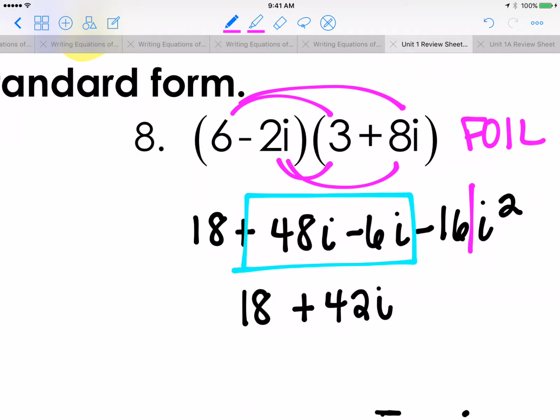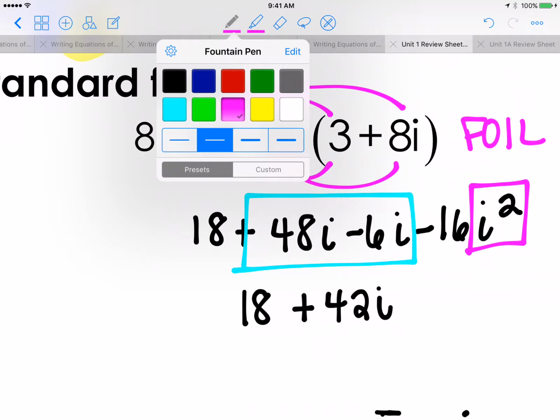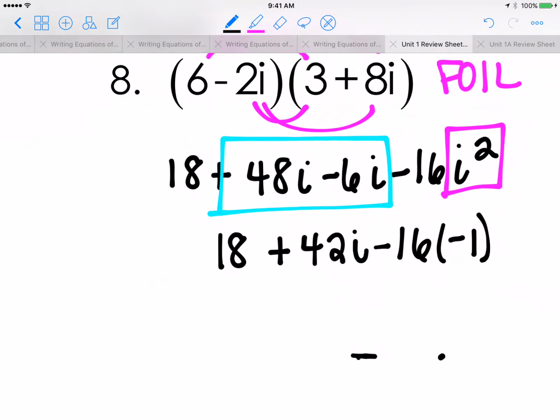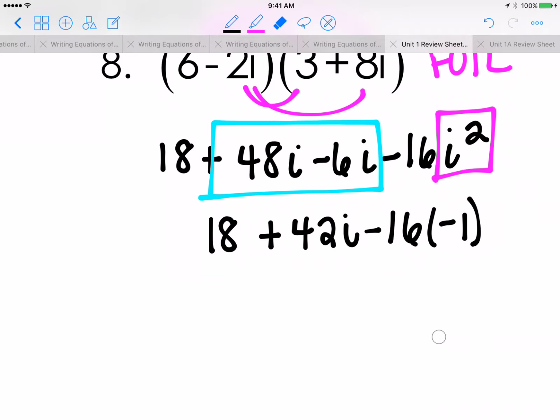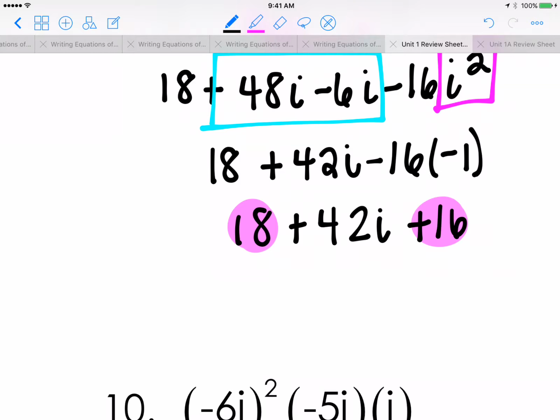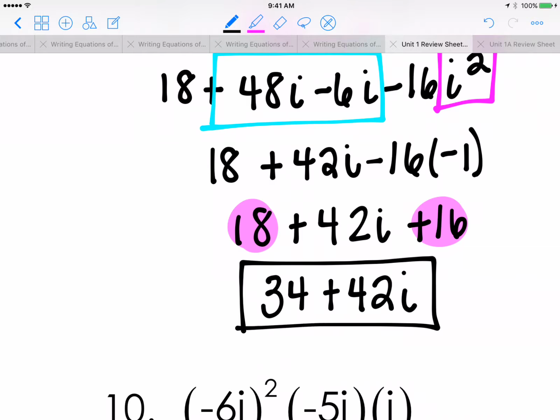Now we've got to deal with this i squared. So remember, i squared is a negative 1. So substitute negative 1 in there for that i squared. And then we get 18 plus 42i plus 16. Now combine like terms. 18 plus 16 gives us 34 plus 42i. And we're in standard form, so we're done.